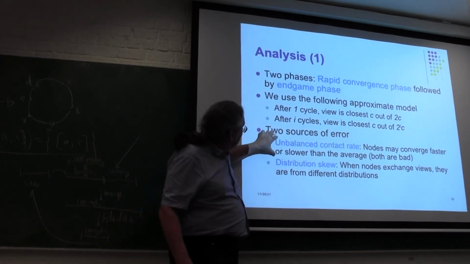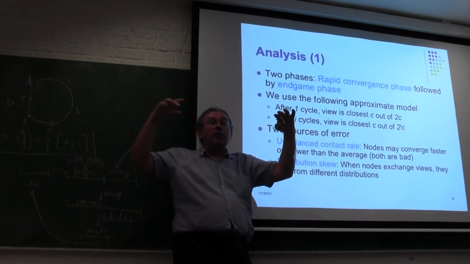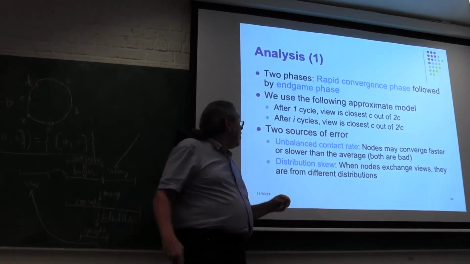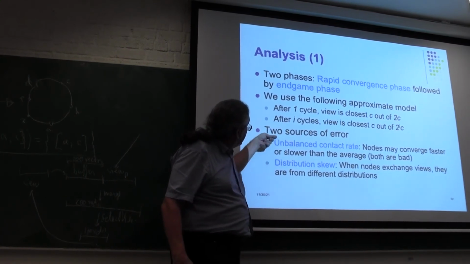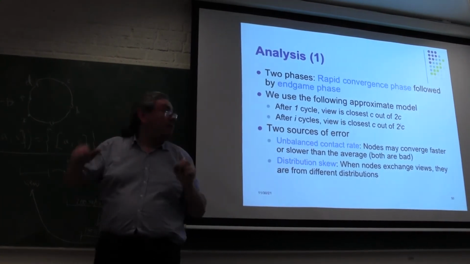So the best way is that they all converge at the same rate. That means they all get better at the same rate. So this is one thing you try to fix. You try to make sure they're converging at the same rate. So you do some tricks for that.